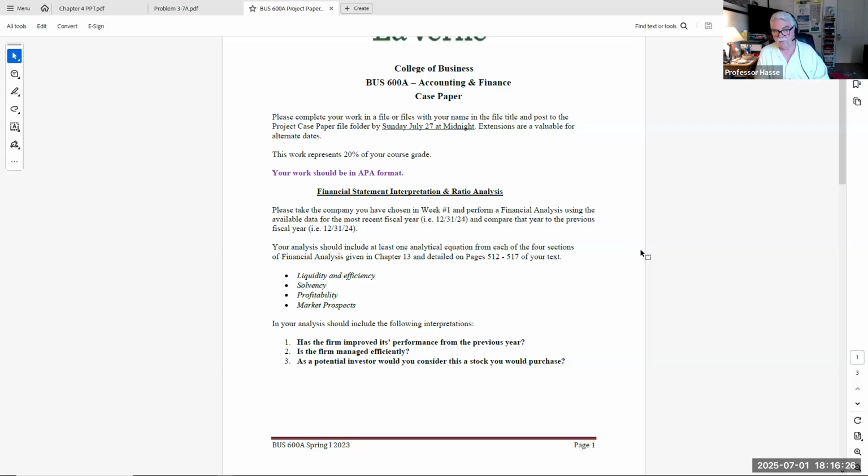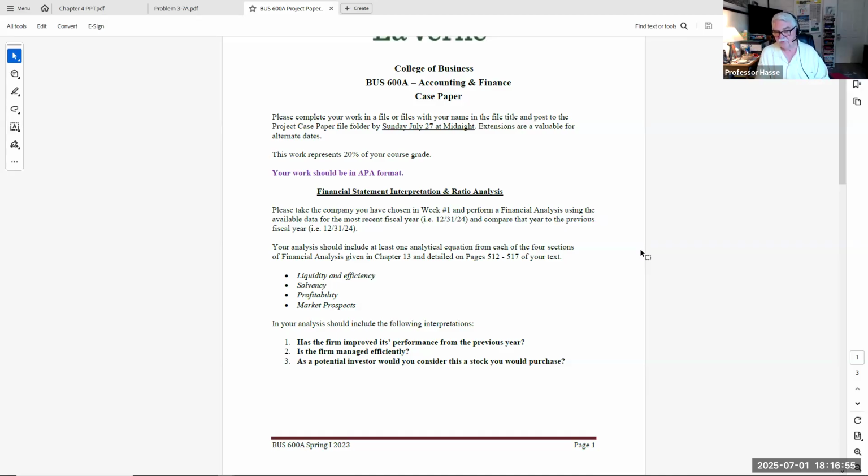In other words, you need to take one equation from liquidity and efficiency, one equation from solvency, one equation from profitability, one equation from market prospects. Now, if you pay attention to your original assignments, you've done some of that work already. But now you have to go a step further in your analysis. Your analysis should include the following interpretations in your APA formatted paper.